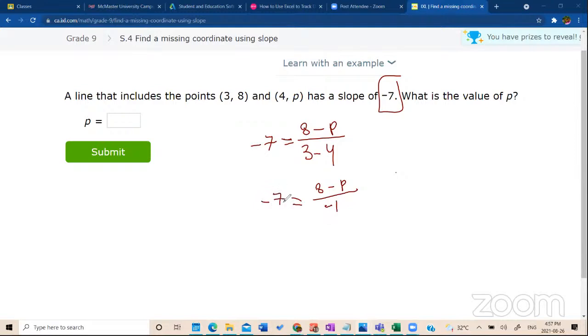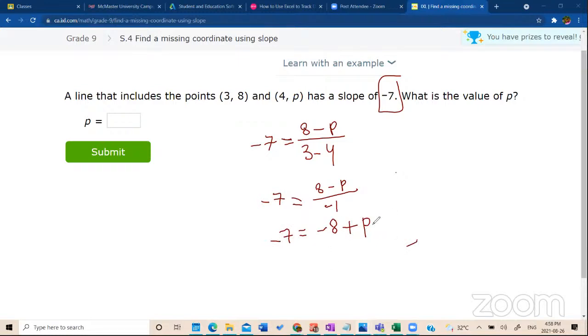Negative 1, very good. And then now we can divide each term by negative 1. So 8 divided by negative 1 is? It's going to be negative 8. Negative 8, very good. And negative P divided by negative 1? It's positive P. So we're going to do plus P minus 7.